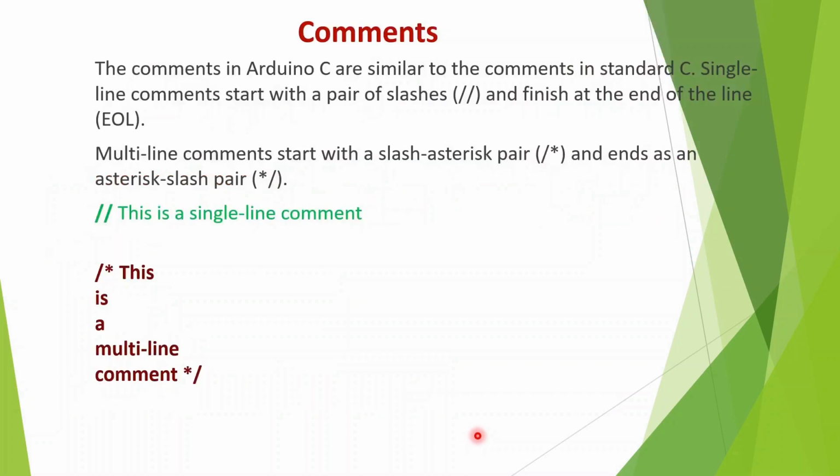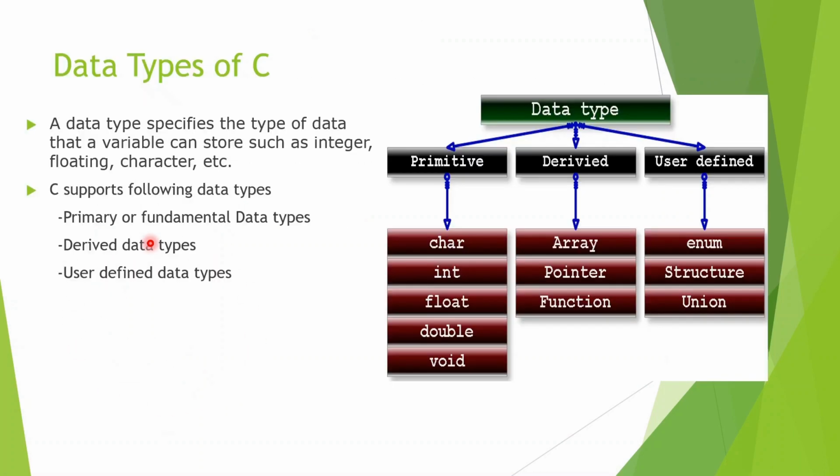The first is comment. The comment in Arduino C is similar to the comments in standard C language. The single line comment starts with a pair of slashes. So this is your single line comment. Then the multi-line comment starts with a slash and asterisk pair, and ends with an asterisk and slash pair. So this is your multi-line comment we are giving in our program.